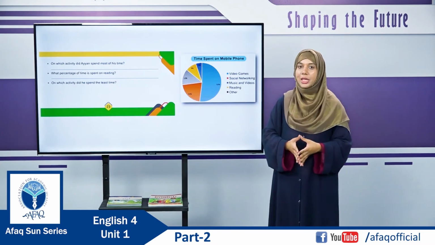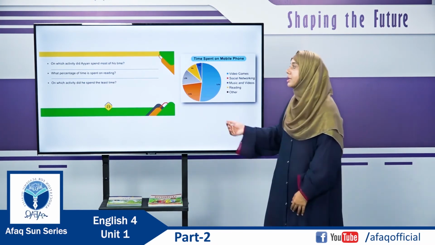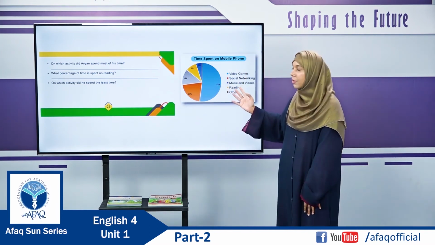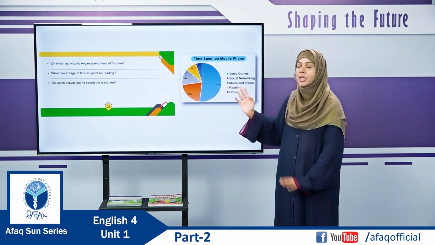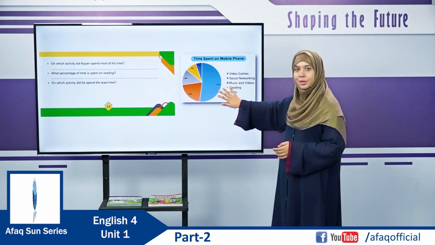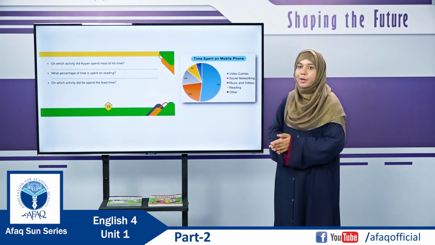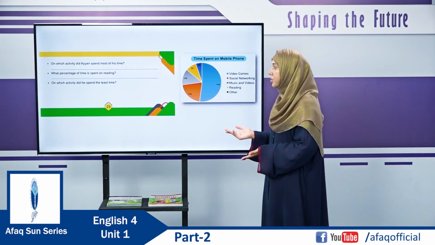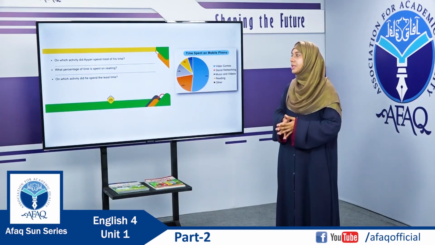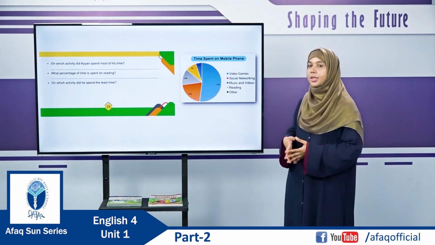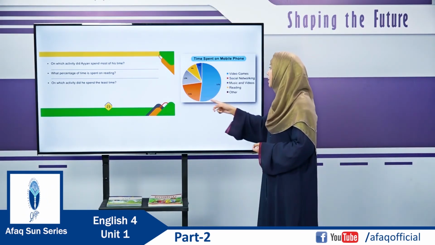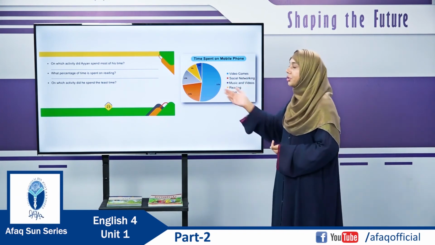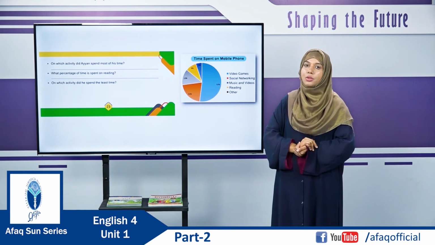Alright students, on page number 23 of your textbook, some questions have been provided. These questions are related to this pie chart which is given on page number 22 of your textbook. So you have to look at this pie chart carefully and the key as well, and then answer the questions on page number 23 and write their answers. The first question is, on which activity did Ayan spend most of his time? Yes, Ayan spent most of his time on video games. In the same way, you have to answer the other two questions and write their answers in your textbook.